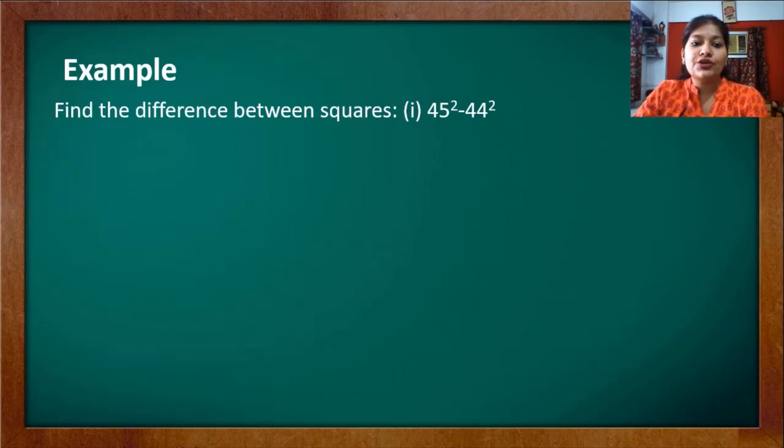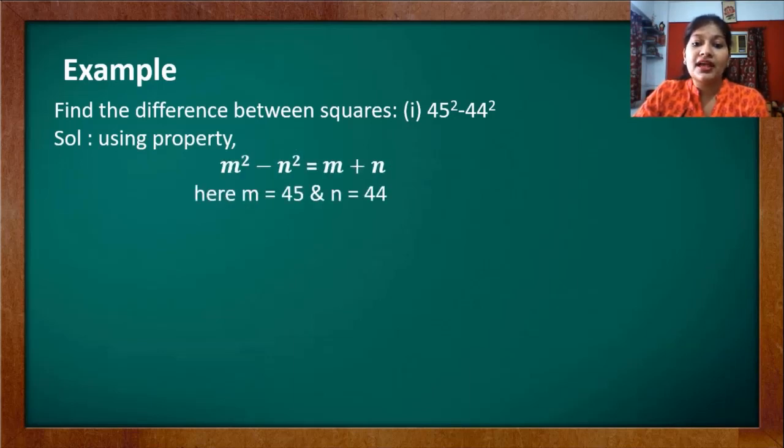Suppose the question is to find the difference between 45 square minus 44 square. The first method: you find the square of 45, then the square of 44, and then the difference between the two squares. Time consuming process. So if you get a question like this, just replace m equals 45 and n is 44. Just replace m plus n by 45 plus 44. So 89 is the difference between the squares of two consecutive numbers. Clear? Such a simple thing.